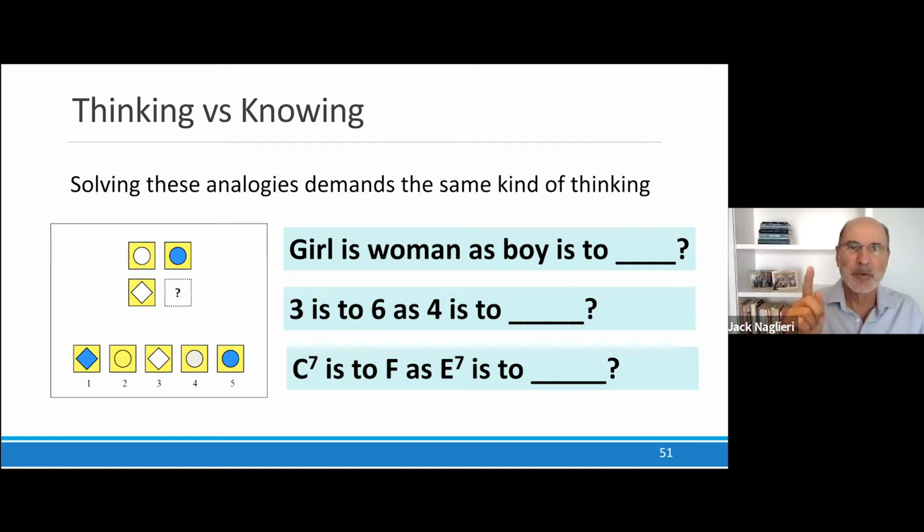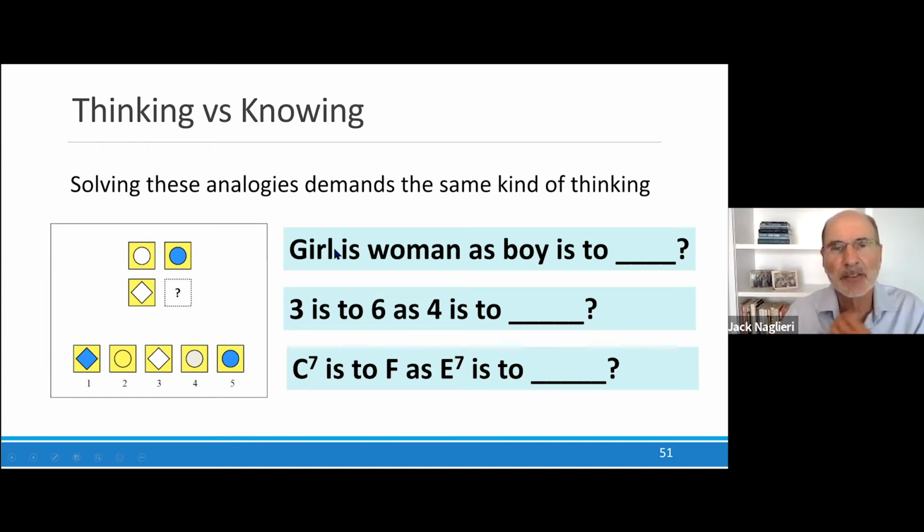Yes, number 1. Now, what kind of thinking is involved there? You have white circle becomes blue in the top, white square becomes blue on the bottom, like this. This is to this, as this is to this. So it's this relationship here, right? Once you decide for that relationship, you know that's the answer.